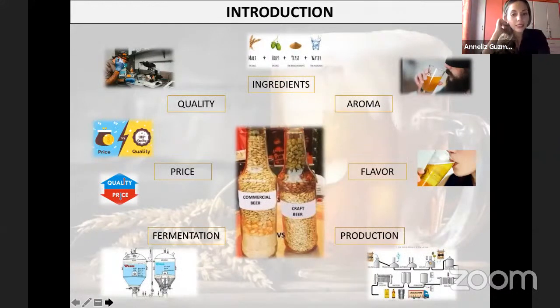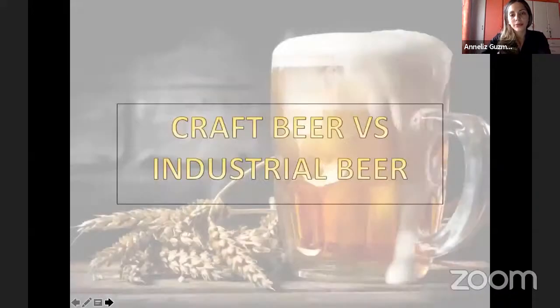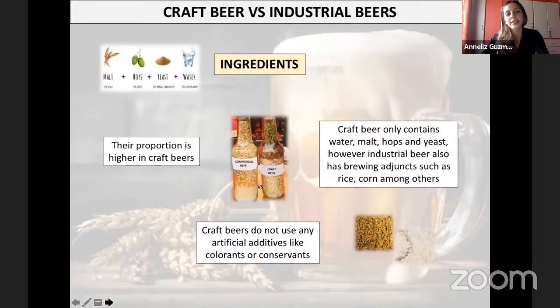There are several reasons why I decided on craft beer, and these are ingredients, aroma, flavor, production, fermentation, price, and quality. Craft beer versus industrial beer. The first is ingredients. The proportion is higher in craft beers.